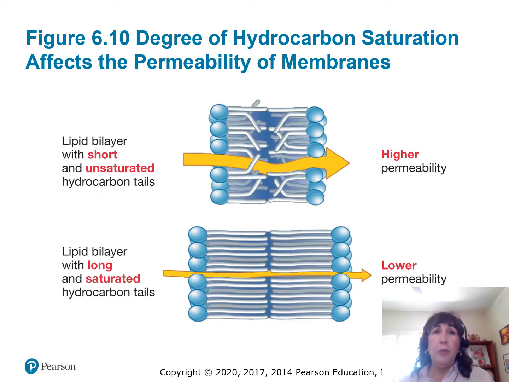I love figure 6.10 because it just shows what we just talked about. If you look at lipid bilayers with short unsaturated tails, we have more molecules being able to cross. That's because the phospholipids aren't so densely packed. There are pathways for molecules to move across. But if the fatty acid tails are saturated, that means they're all single bonds. They're going to lay straight and be densely packed. And if the tails become longer, then it's going to be very, very difficult for molecules to find a pathway to move from one side to another.